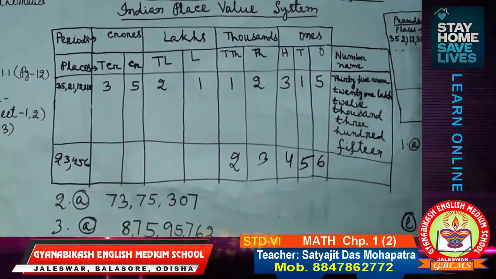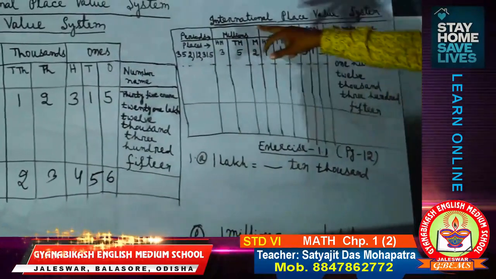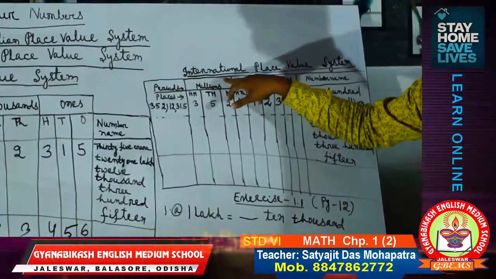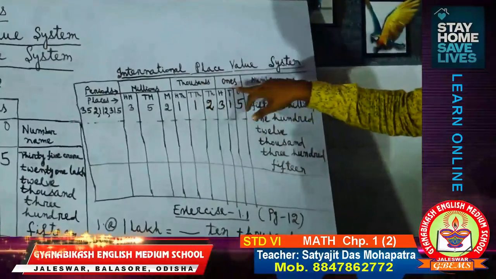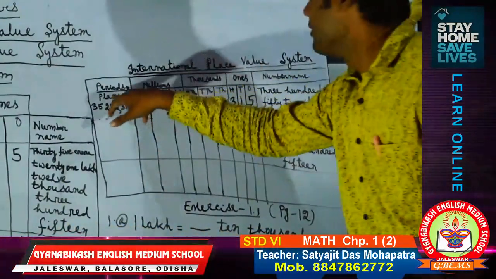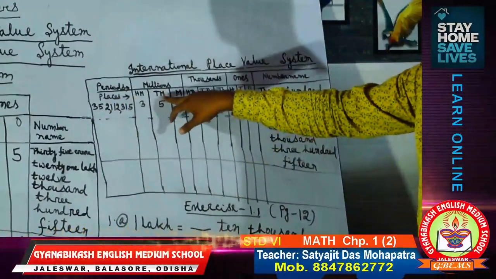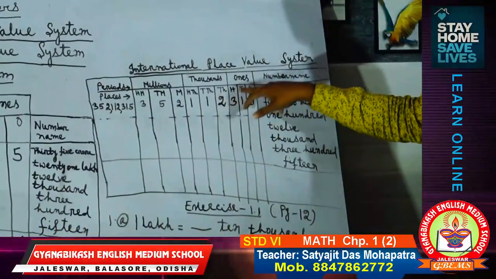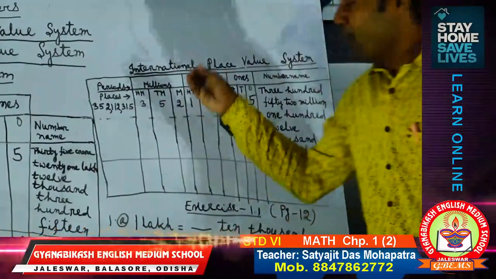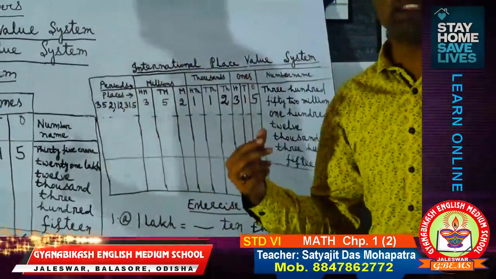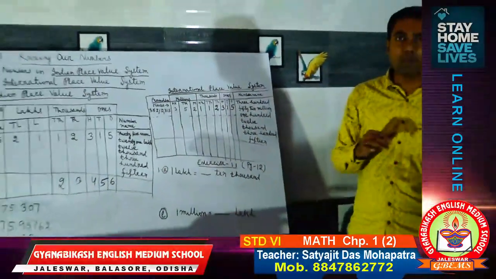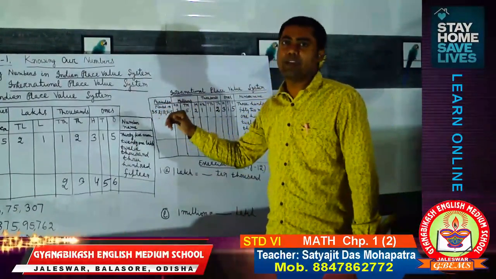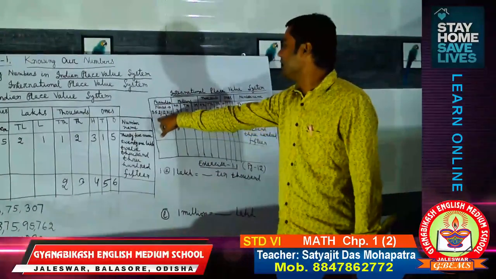Now we come to the international place value system. Same thing, there are periods, but here they are millions, thousands, and ones. In places, this is 100 million, 10 million, million, and here 100,000, 10,000, 1,000, 100, and ones. When you write a number in this system, you should always remember you put the comma after every three digits.